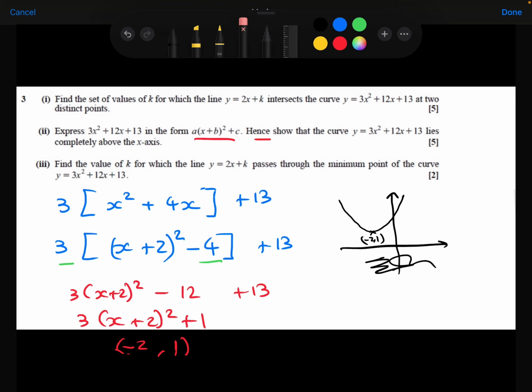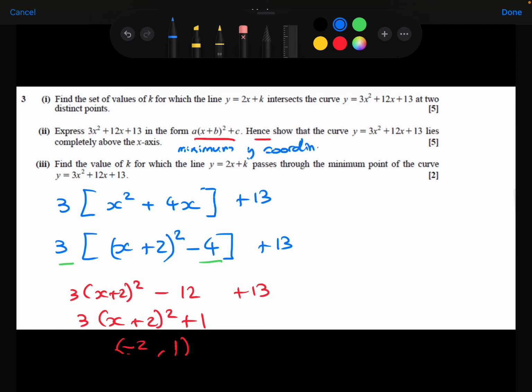So all I would do here to finish part II off is I'd just write a little sentence and say minimum y coordinate is 1, therefore always above x-axis.